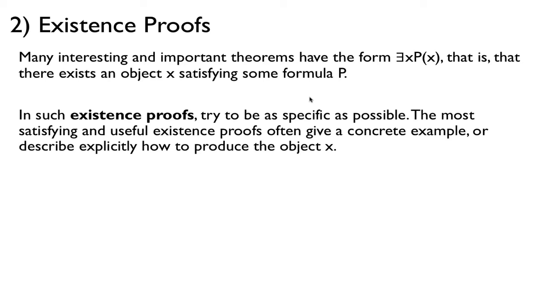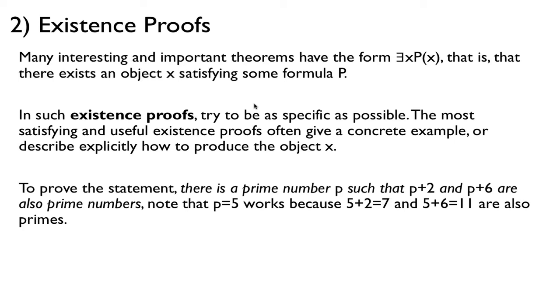I think the most satisfying and useful existence proofs are the ones where you give a specific concrete example, or at least describe how to explicitly produce such an x. So for example, if I want to prove that there's a prime p such that p plus 2 and p plus 6 are also prime, then to prove that there exists such a prime, I come up with one example. So for example, when p is 5, 5 plus 2 is 7, 5 plus 6 is 11, these are primes. So this is a proof that this statement is true, because we prove it by producing an example.